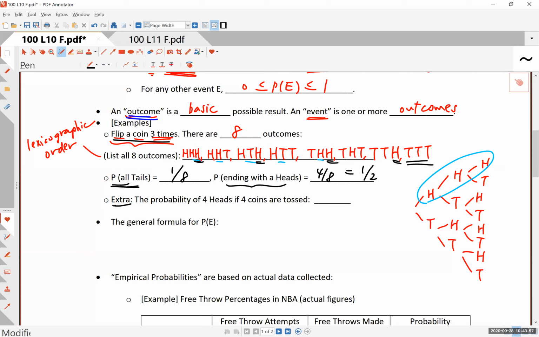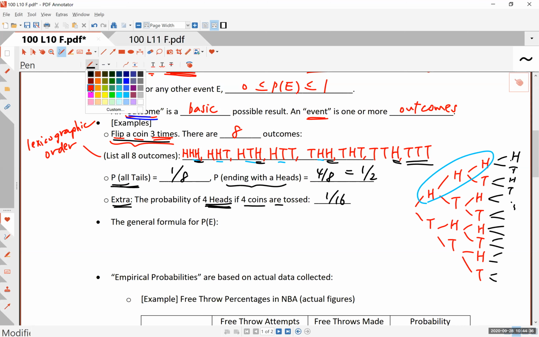Let me give you an extra problem here. What is the probability of 4 heads if 4 coins are tossed? If 4 coins are tossed, you'll have another pair of branches growing from each of these branches, so you end up with twice as much as this. So you have 16 outcomes. Out of those 16 outcomes, the event of 4 heads is, of course, only one, corresponding to heads, heads, heads, heads, namely this very first one, because everything else will be different. And so it turns out this probability is 1 out of 16.